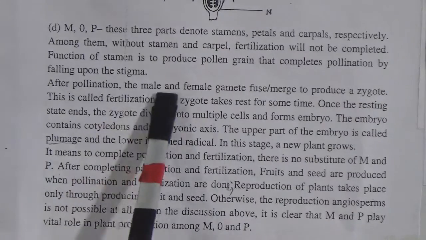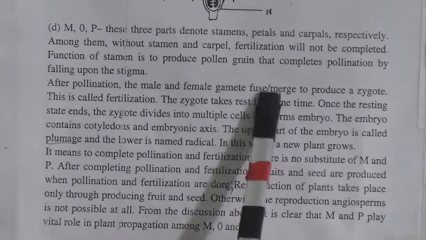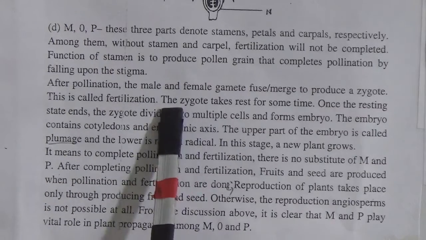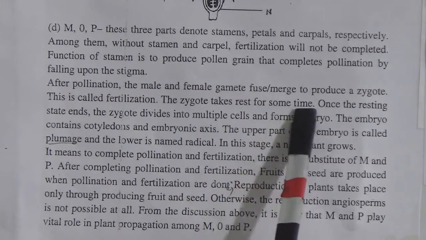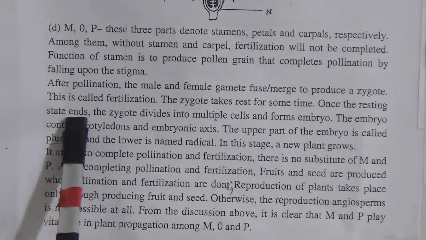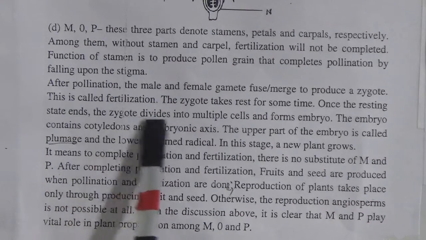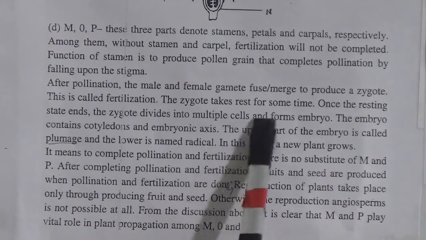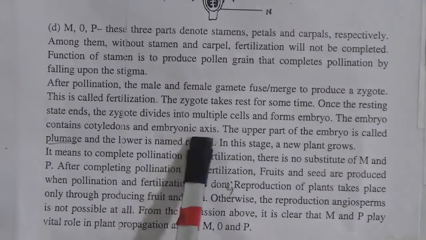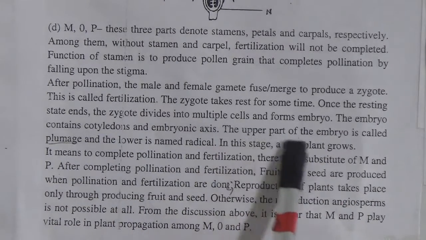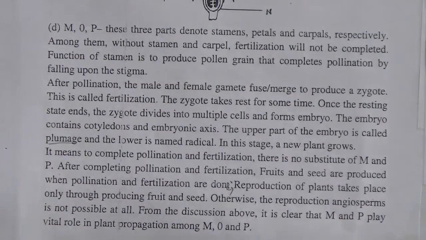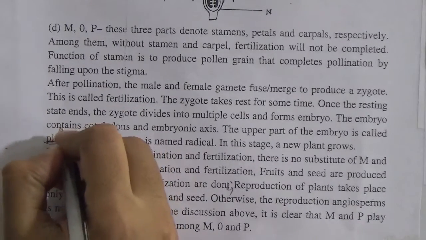After pollination, the male and female gametes fuse or merge to produce a zygote. This is called fertilization. The zygote takes rest for some time, and once the resting state ends, the zygote divides into multiple cells and forms an embryo. The embryo contains cotyledons and an embryonic axis. The upper part of the embryo is called the plumule. It will be plumule. Dear student, it will be plumule.